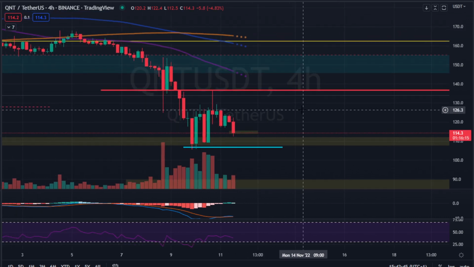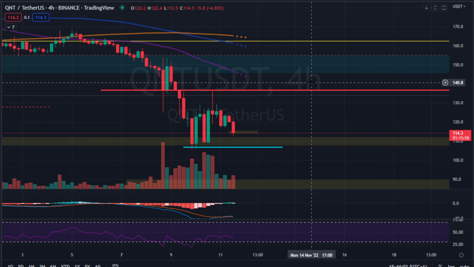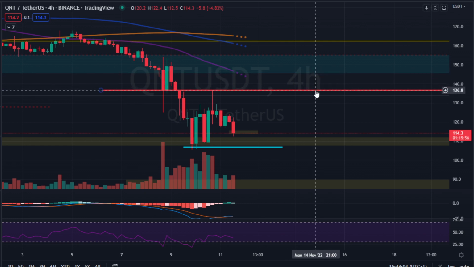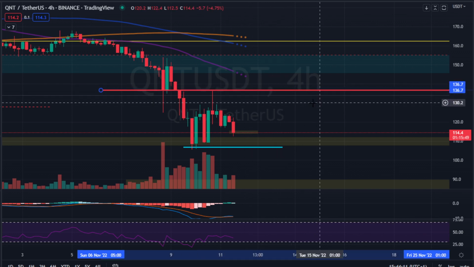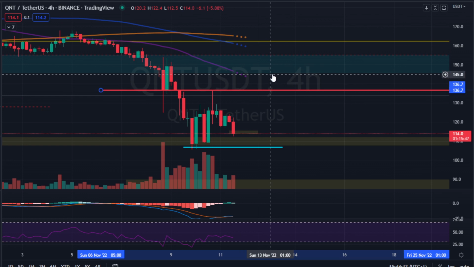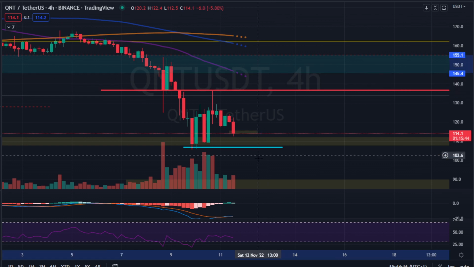Levels to the upside that I can speak about right now: first of all, we have resistance around $126. We got resistance around $126 first, okay? If we can break that one, next one would be around $135, $136. This one is a major one that Quant has to break above, so we can at least see the next resistance, which would be around $145, okay?